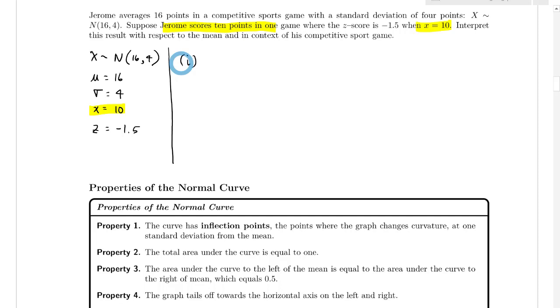The first thing I would say is this will be mathematical, right? Since z equal to negative 1.5 is less than 0 when x is 10, this is below average.